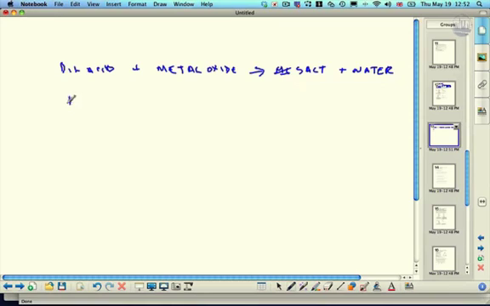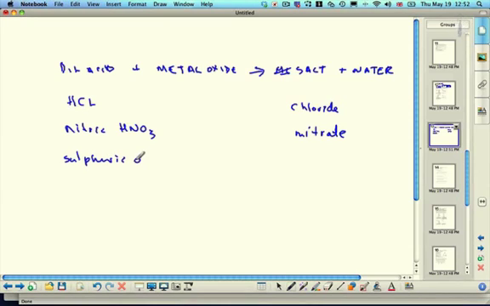Now, if the acid you use is hydrochloric acid, you'll get a chloride. If the acid you use is nitric acid, you'll get a nitrate. And if the acid you use is sulfuric acid, you'll get a sulfate.